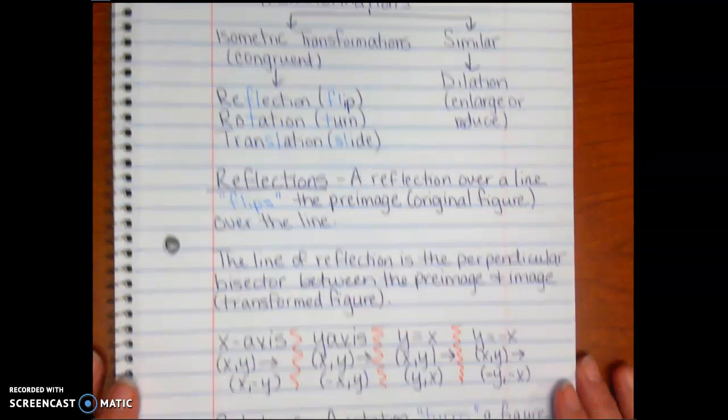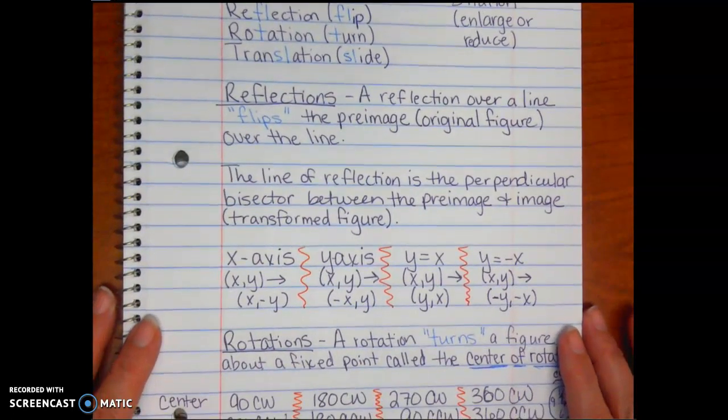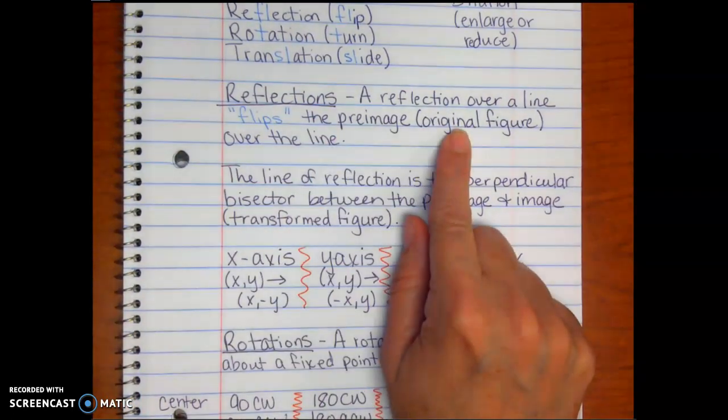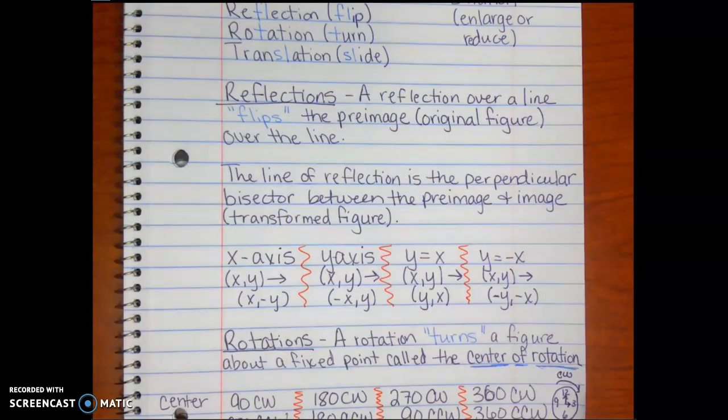Okay, the first one we're going to go over are reflections. A reflection over a line flips the pre-image, which is the original figure, over the line. The line of reflection is also the perpendicular bisector between the pre-image and the image, which is the transformed figure. There are some mappings that we can use for some common reflection lines.